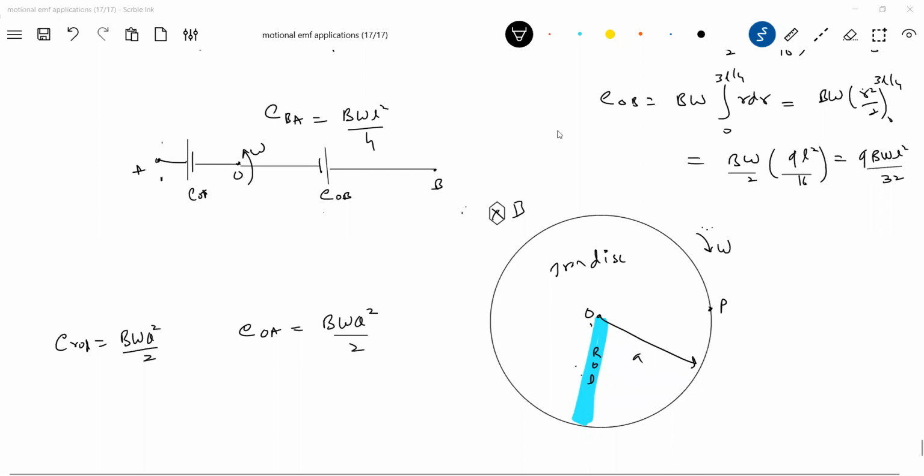EOP, yeah? Somebody is asking that. P is a point on the circumference. What is the potential difference between the center of the disc and the circumference? These are mains or advanced troublesome questions. The idea of the rod only, you should extend here.